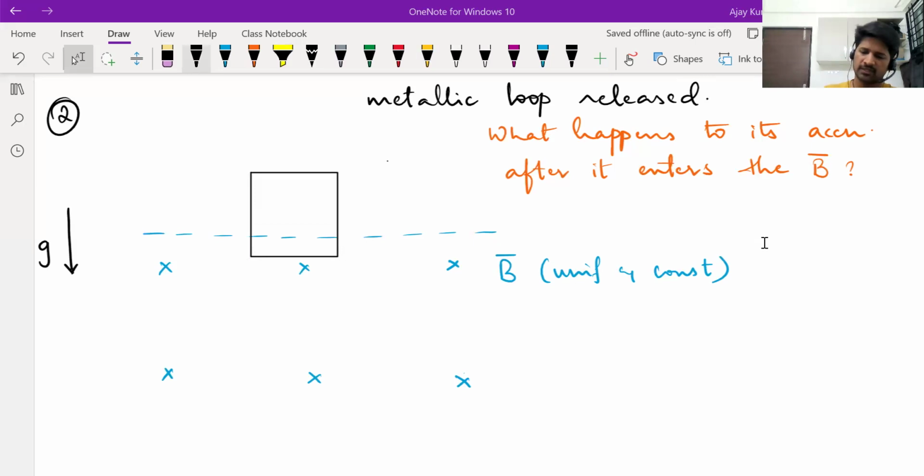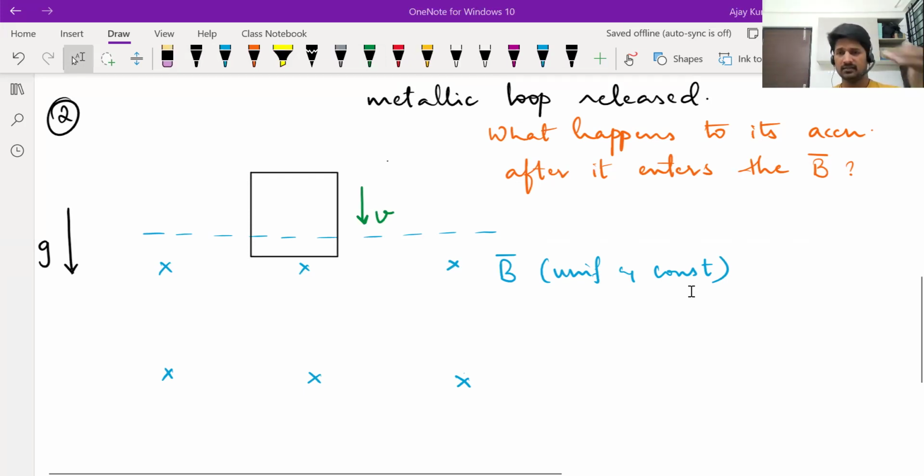Anyone? The moment it enters into the magnetic field, it will have some velocity. It would have gained a little bit of velocity by then. What does the magnetic field do to the loop? So as this loop enters, the flux will change, so EMF will be induced.